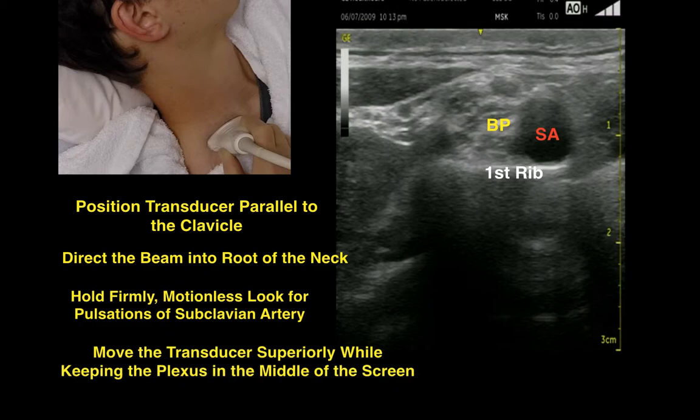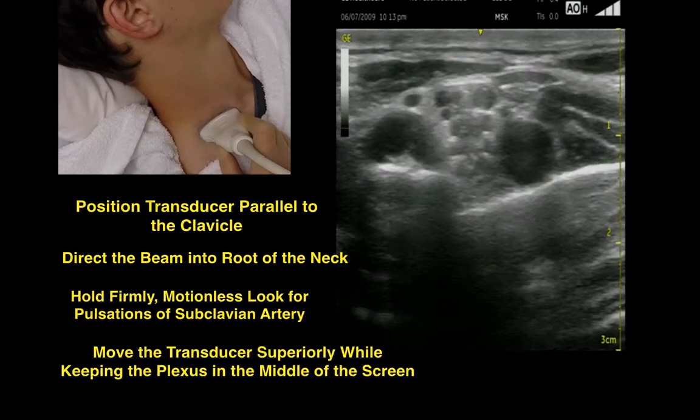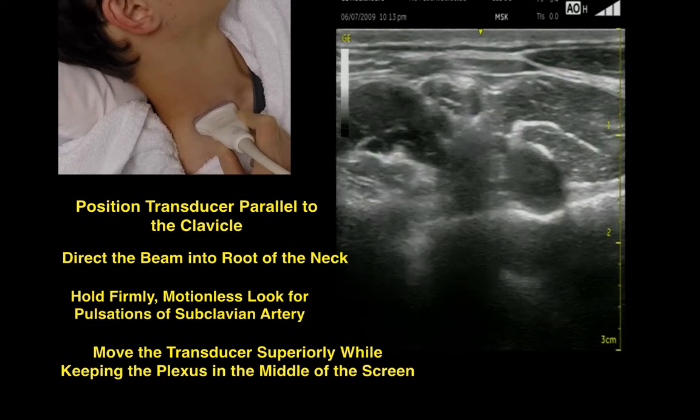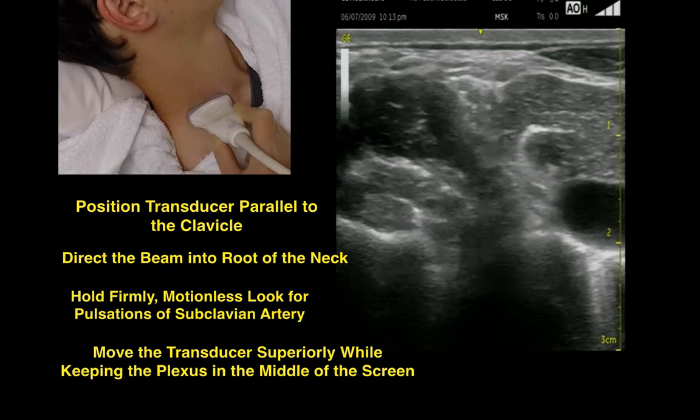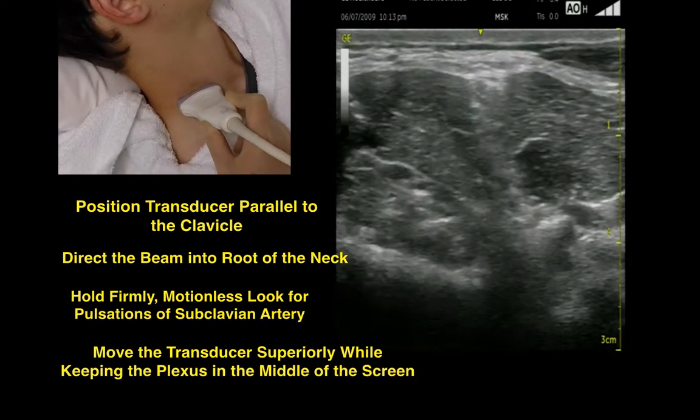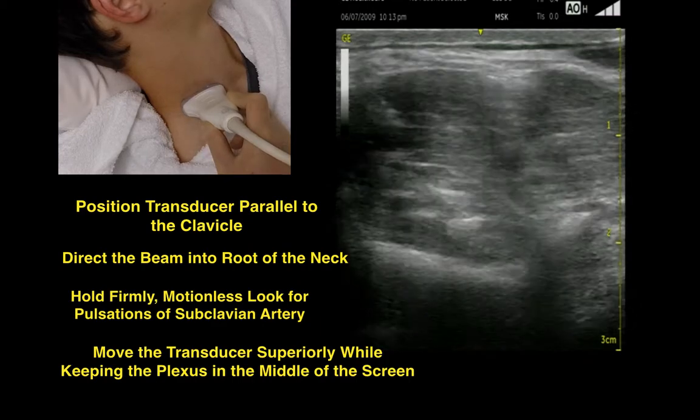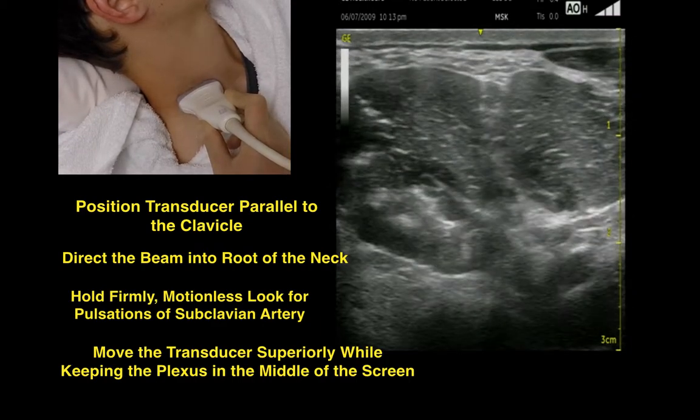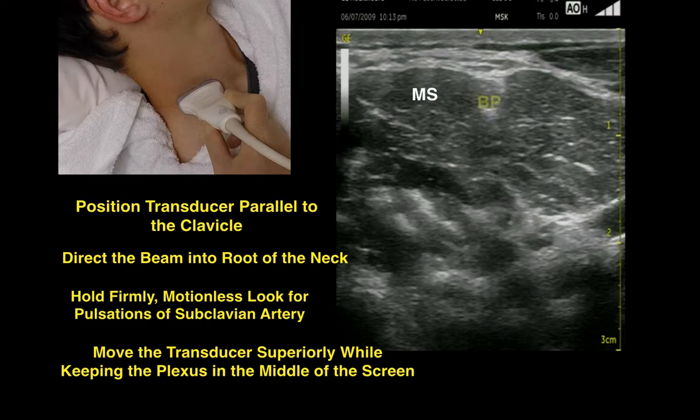The transducer is then moved superiorly while exerting firm pressure, which will highlight the anterior scalene, middle scalene, and brachial plexus. Also in this image, note the position of the dorsal scapular and long thoracic nerves in the middle scalene muscle.